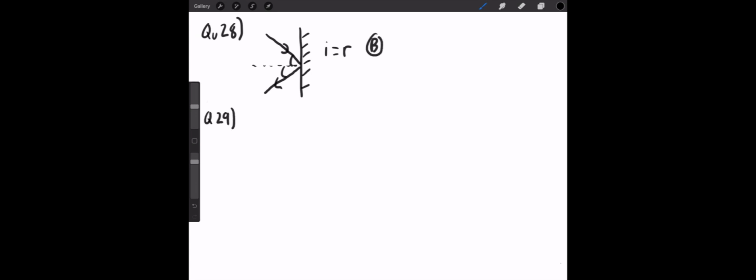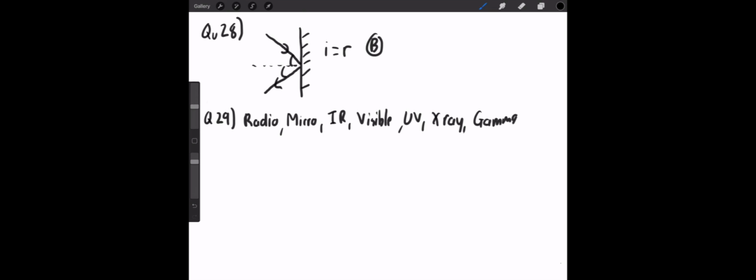Question 29. Which of the following types of EM radiation has the longest wavelength? Make sure you learn the order of the EM spectrum. So starting with the longest ones, we would have radio, then we have microwaves, then we have infrared, visible, UV, X-ray, and finally gamma. So out of those four, I think the answer is obviously microwave. There's no radios in there, so that will give us B.